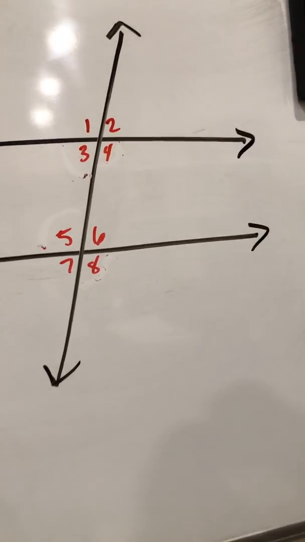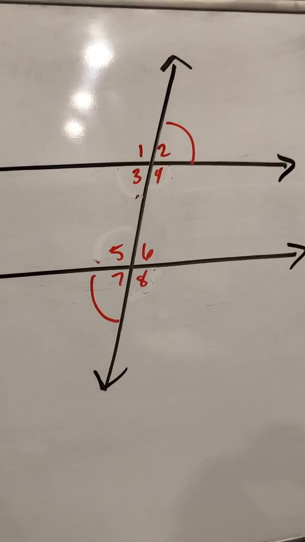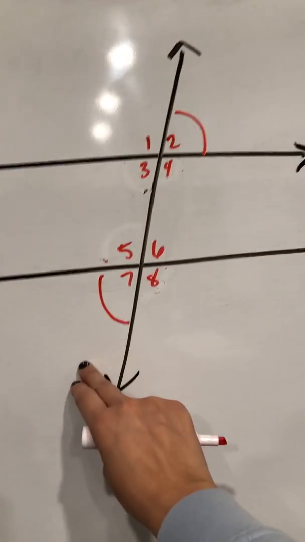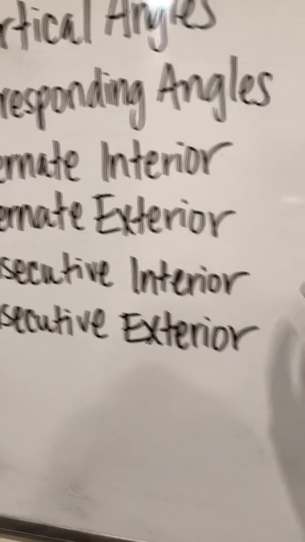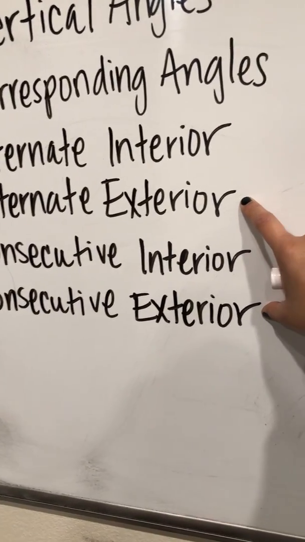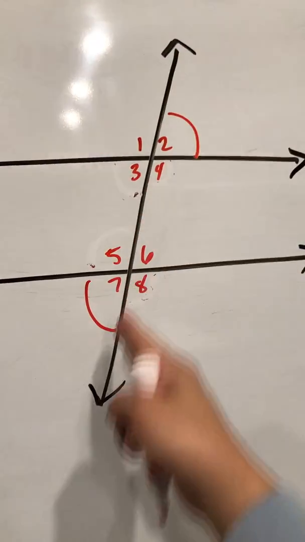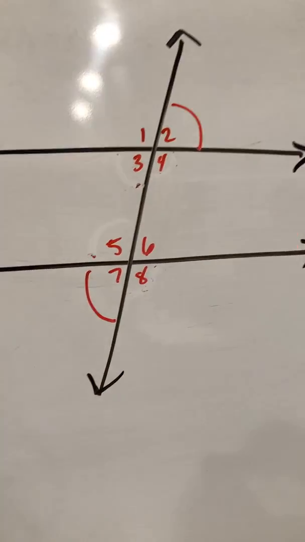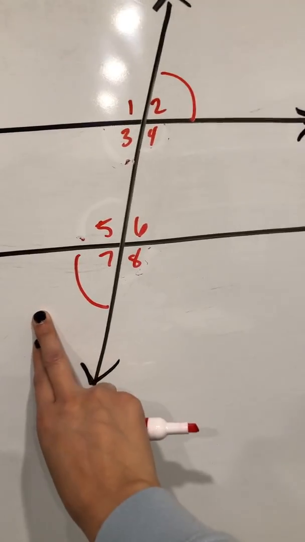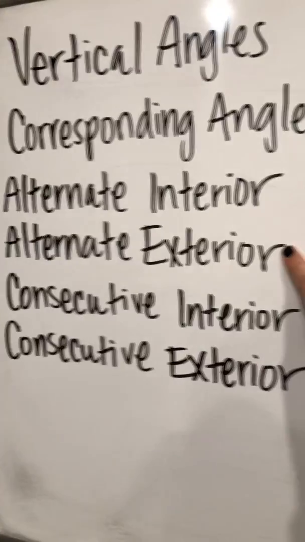Okay, now let's look at angles 2 and 7. Notice that both are on the outside of the parallel line, so it's got to be exterior. Now we got to figure out, is it alternate or consecutive? And we'll see, are they both on the same side of the transversal or are they on opposite corners? Well, one's on the left bottom, one's on the right top. Opposite corners means alternate exterior.